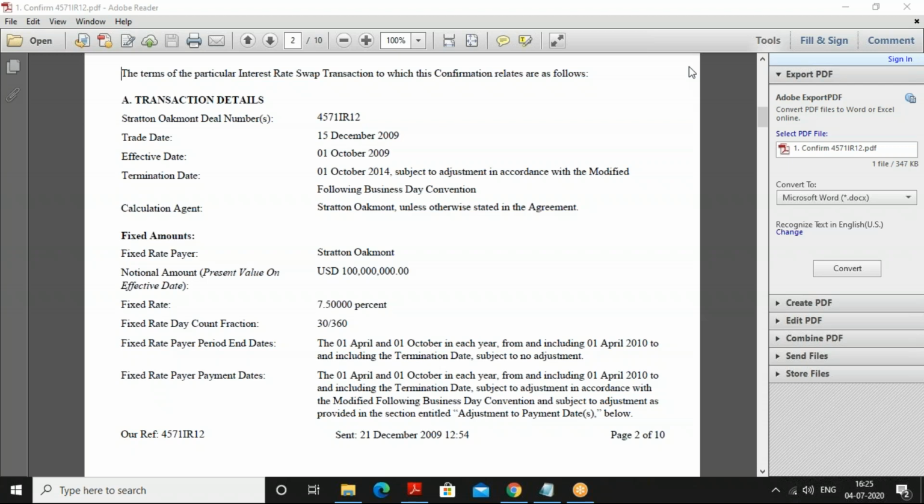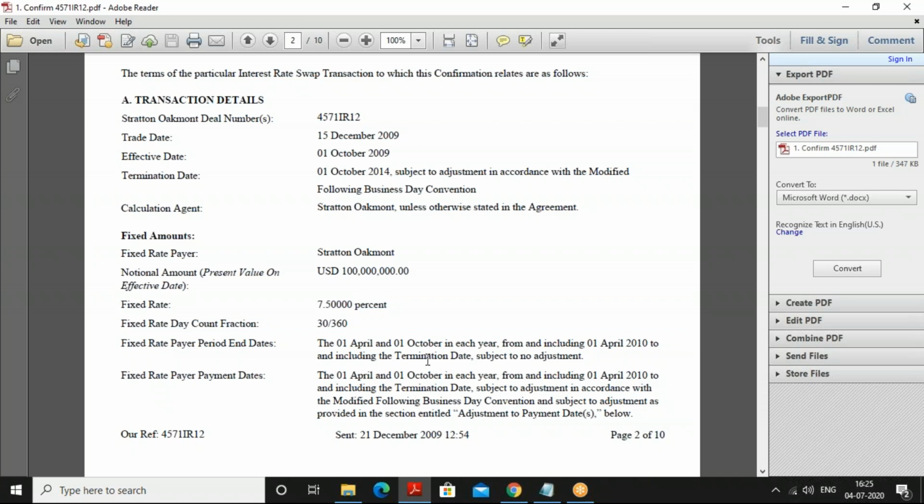All right. Now let's look at the details of this transaction. The notional value is USD 100 million. The fixed rate is 7.5%. The DCC is 30 by 360, 1st April and 1st October. Now here's the interesting thing.